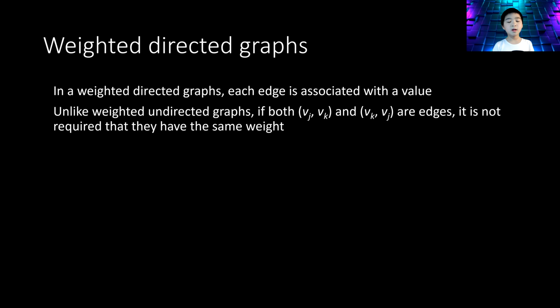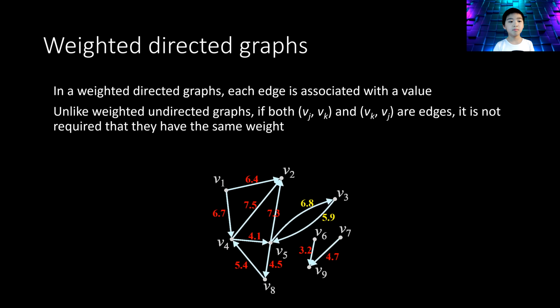If we want to combine a weighted graph and a directed graph, we get a weighted directed graph, which looks something like this. As we explained earlier in this lecture, weighted graphs have a value associated with each edge. But unlike weighted undirected graphs, the edge from Vj to Vk is different than the edge from Vk to Vj. So they don't need to have the same weight. In this example, there are two edges between V5 and V3, but they have different weight.